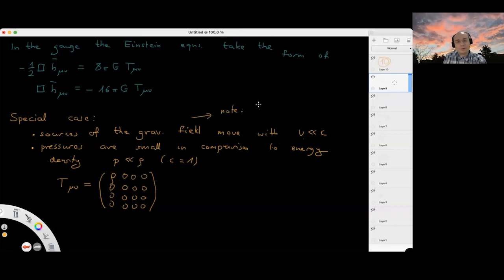Note, this is true in a particular frame. So the tacit assumption is that there is a frame in which, first of all, the physical metric is the flat metric plus small perturbations, and in this decomposition, we can find a frame in which all motions of the sources are non-relativistic and pressures are small. If we can do it, then the stress energy tensor is basically dominated by the T00 component. And all we need to solve for is this equation for the 00 component.